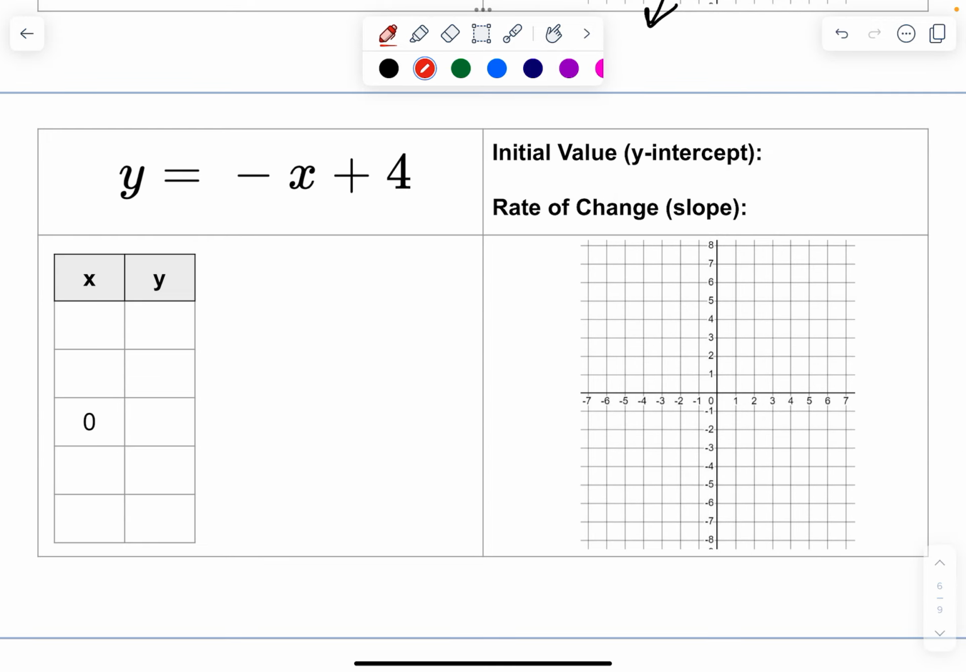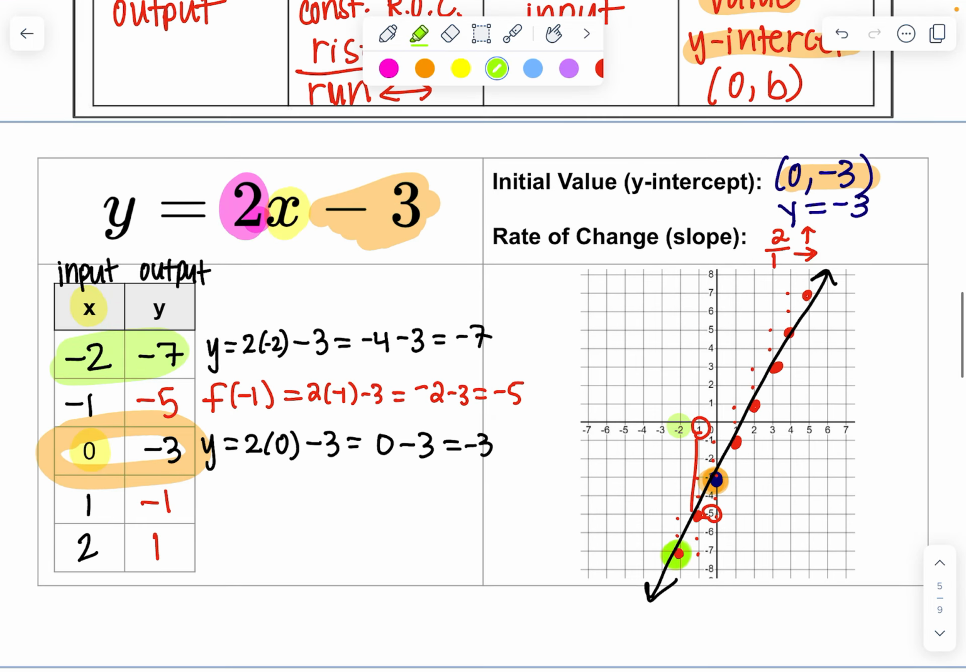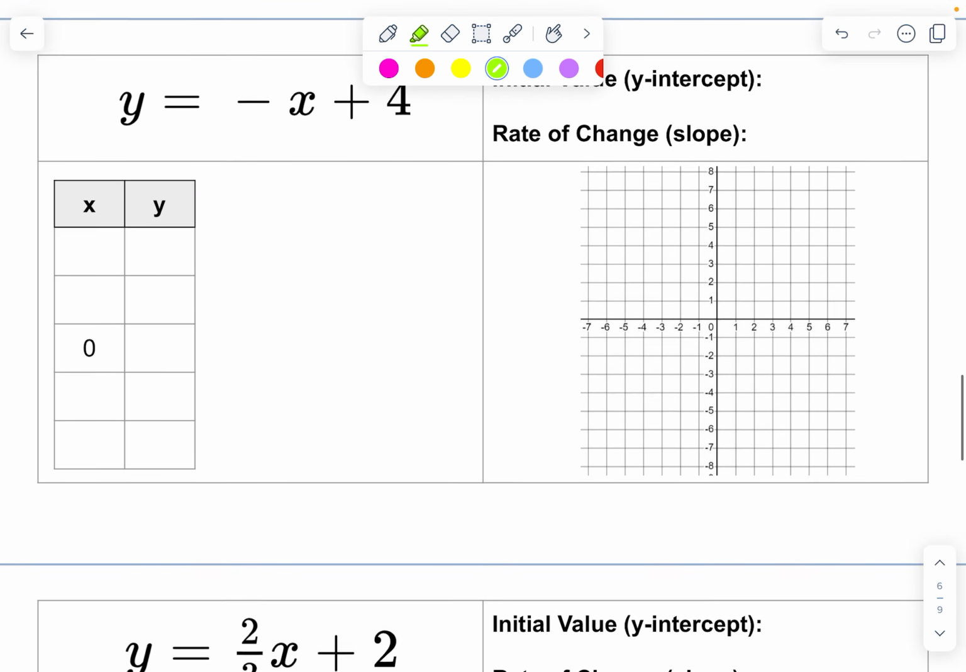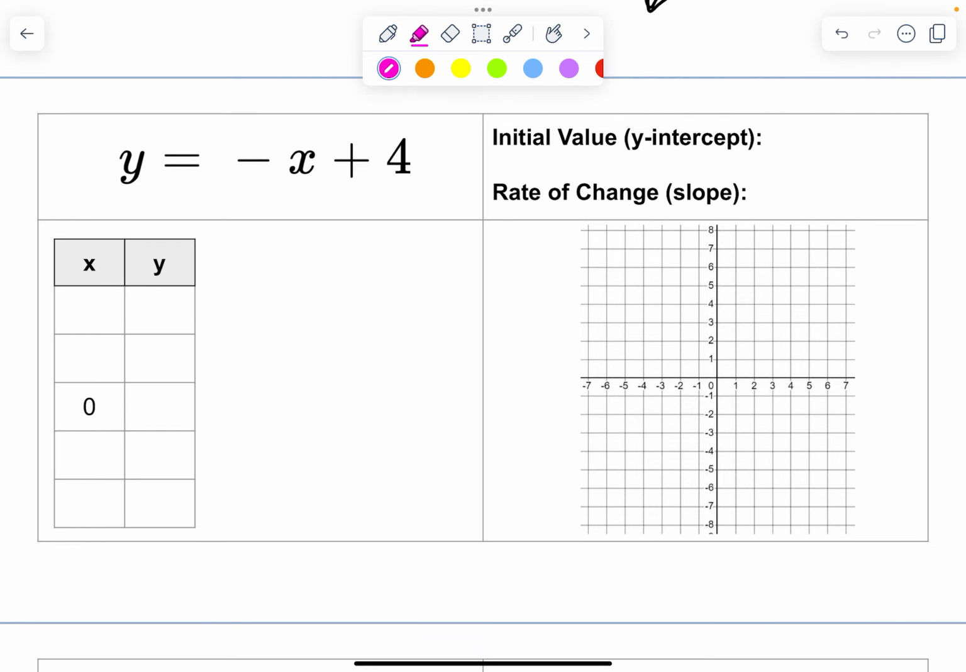Here's another example. Y equals negative x plus 4. First things first, we want to figure out what is our initial value and what is our rate of change, the slope. I just want to make sure I'm using the same colors. So pink for rate of change and initial value orange. Rate of change is another word for slope, and slope was m. It was in front of x. This negative sign is my slope.